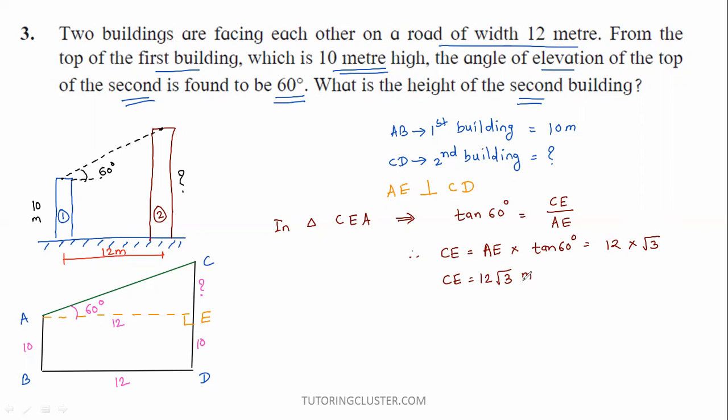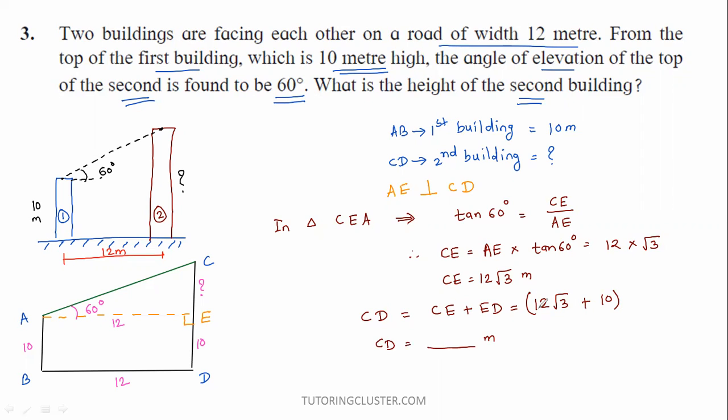Now, what is the height of the second building? CD. So from the figure, what is CD basically? CE plus ED. CE we have just found, 12 root 3, plus what is ED? 10. If you want, you can put root 3 as 1.73, do the multiplication, and then you can find out CD, which will be in meters.